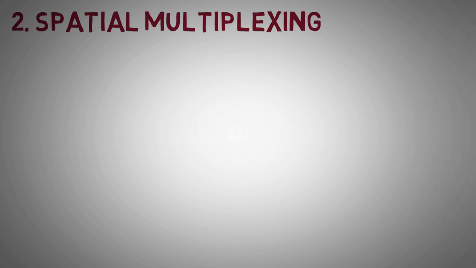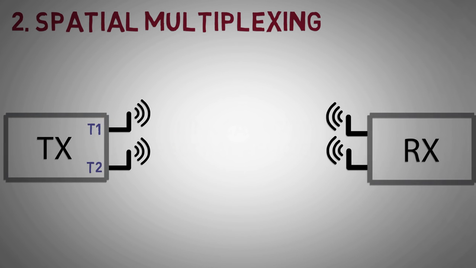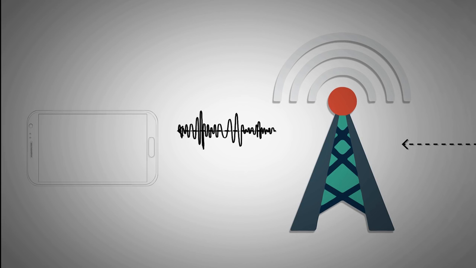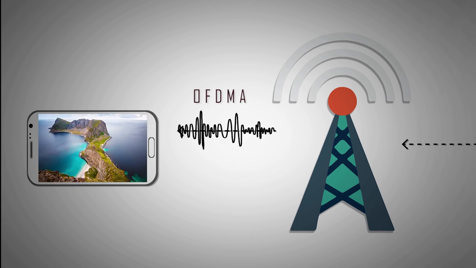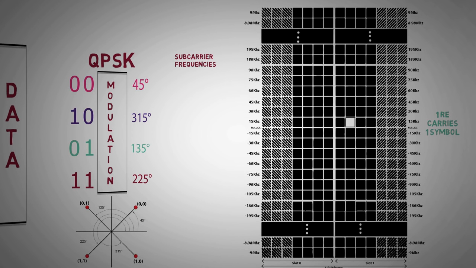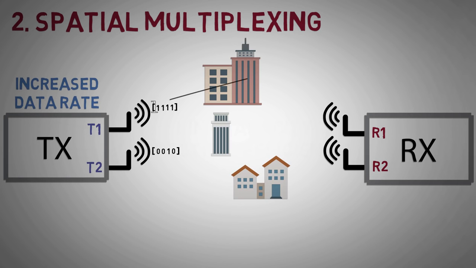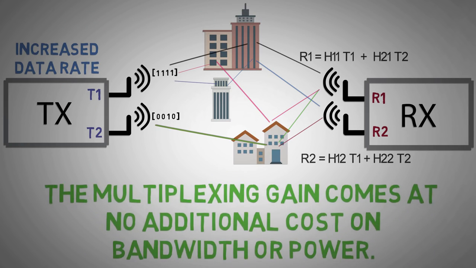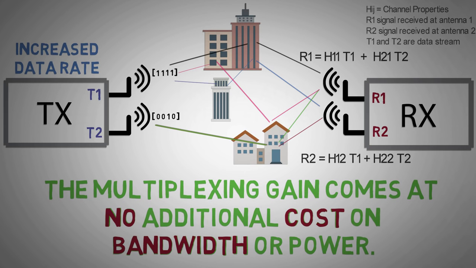In this technique, multiple antennas are used in transmitting and receiving, and each spatial channel carries independent information, thereby increasing the data rate of the system. This can be compared to orthogonal frequency division multiplexing technique, where different frequency subchannels carry different parts of the modulated data. But in spatial multiplexing, if the scattering by the environment is rich enough, several independent subchannels are created in the same allocated bandwidth. Thus the multiplexing gain comes at no additional cost on bandwidth or power.